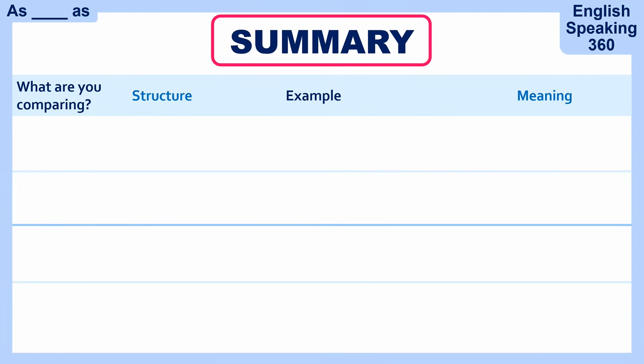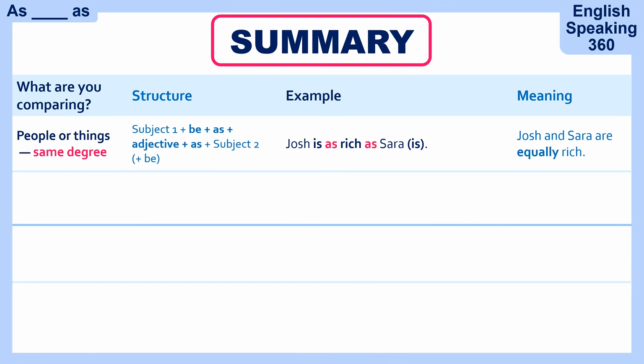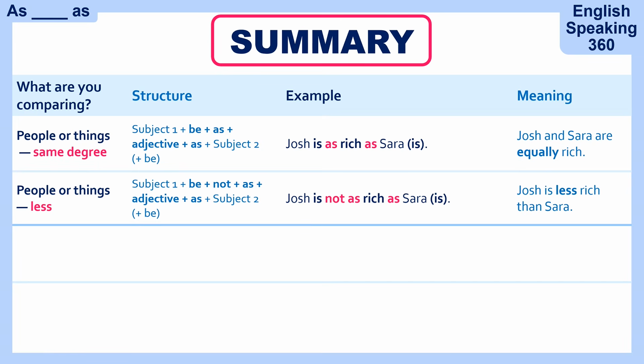Here's a summary for you because I know it's not easy at all. So first you have to ask yourself, what are you comparing? If you're comparing people or things and they are at the same level, at the same degree, you can say Josh is as rich as Sarah. So it means Josh and Sarah are equally rich. If the level is different, one person is less than the other, you can use this one. Josh is not as rich as Sarah. Josh is less rich than Sarah.